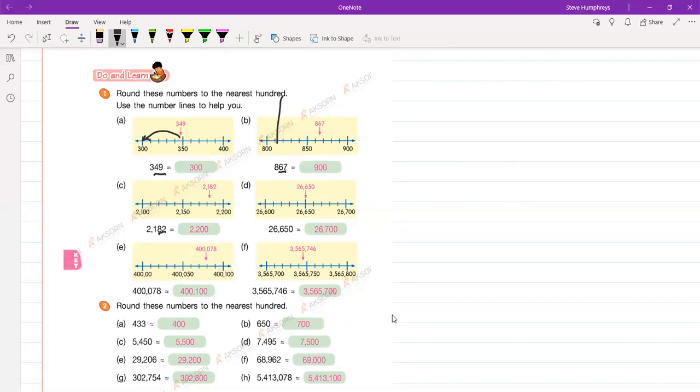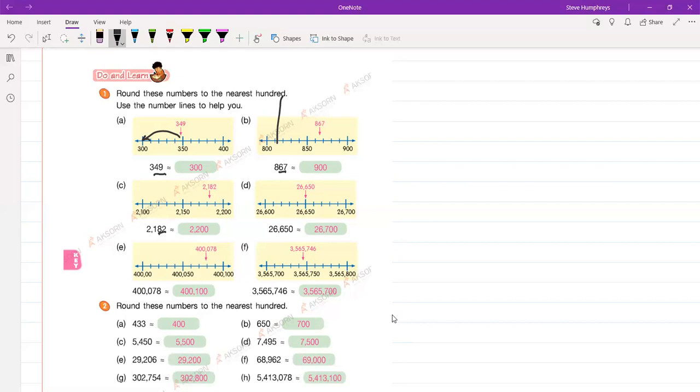Same here. C, 2,182. Rounded to the nearest 100. Look at the last two digits, 82. That tells you whether to round up or round down.